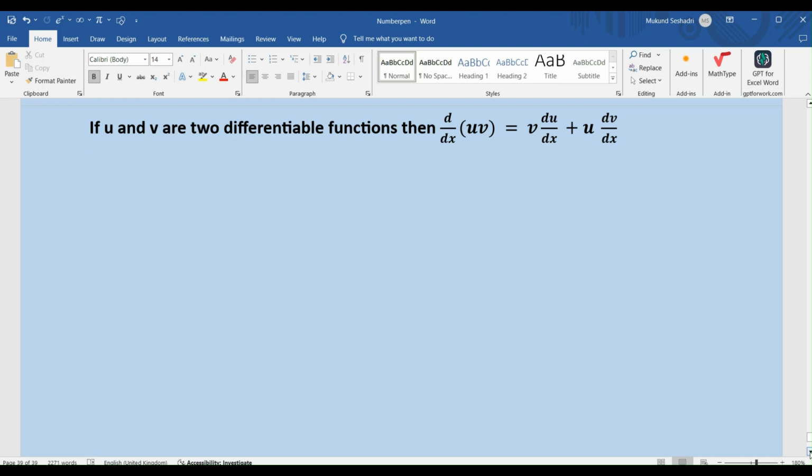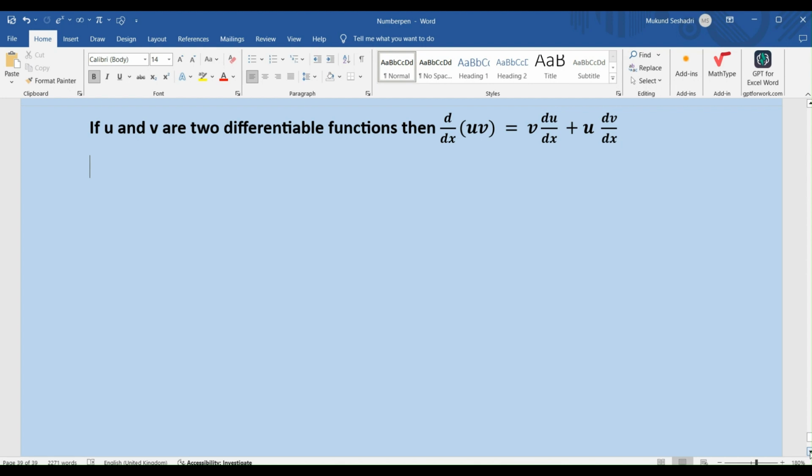So in this video, we're going to look at the product rule in differentiation, right? So there we have the product rule written for us on the screen. If u and v are two differentiable functions, then d by dx of uv equals v du by dx plus u dv by dx, right? So remember folks, u and v are differentiable functions and they are dependent on the independent variable x, right, in all these rules.